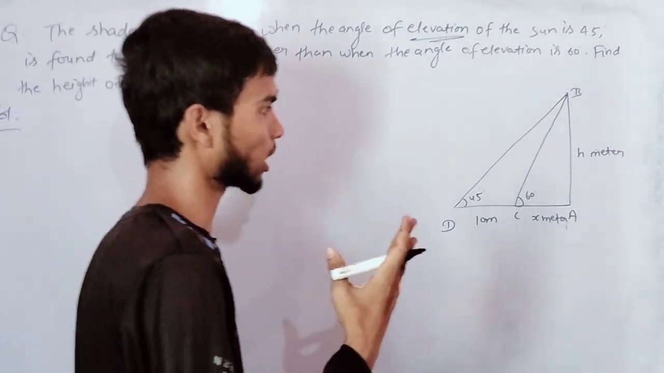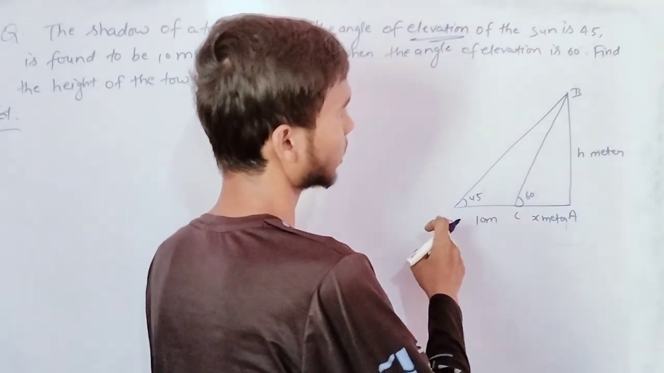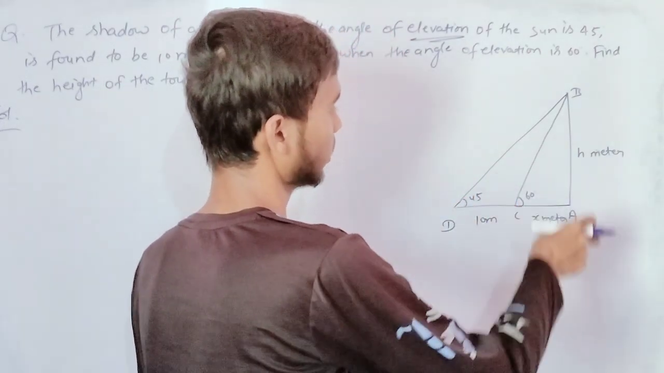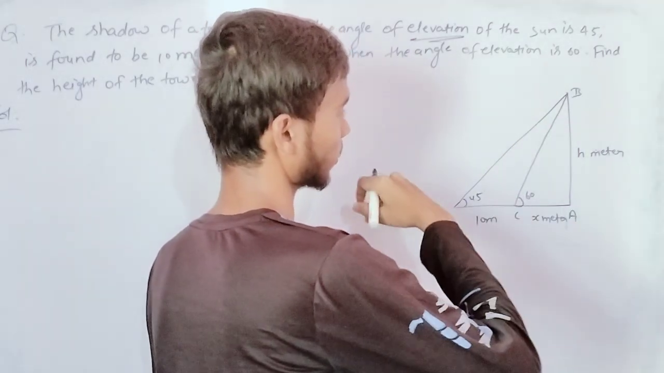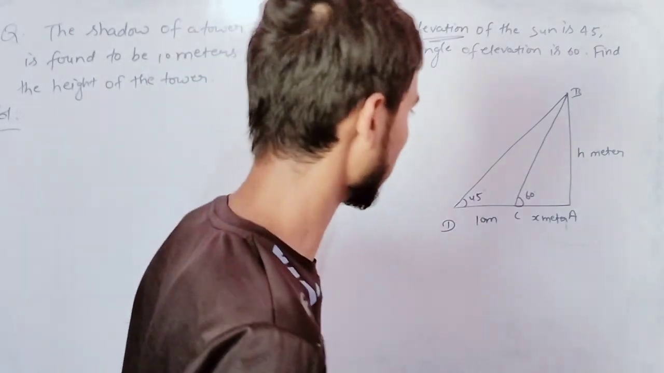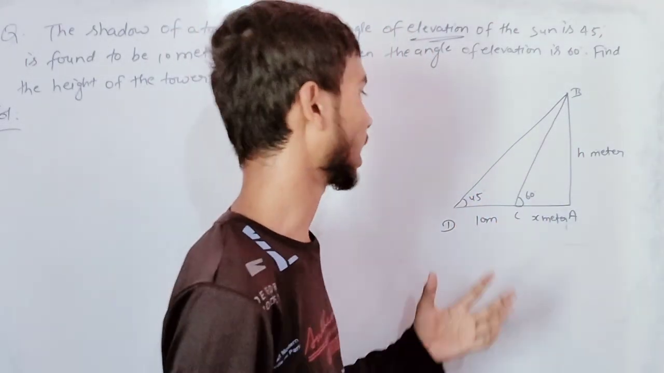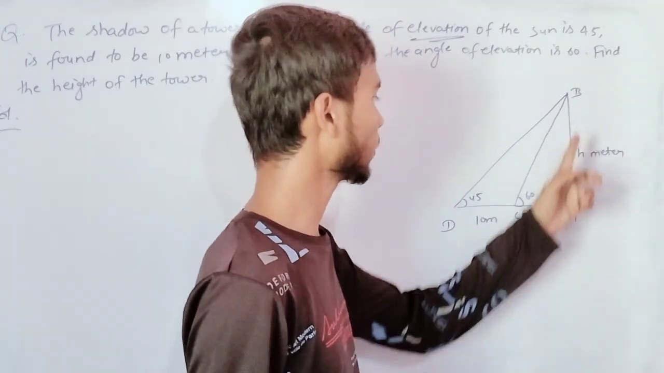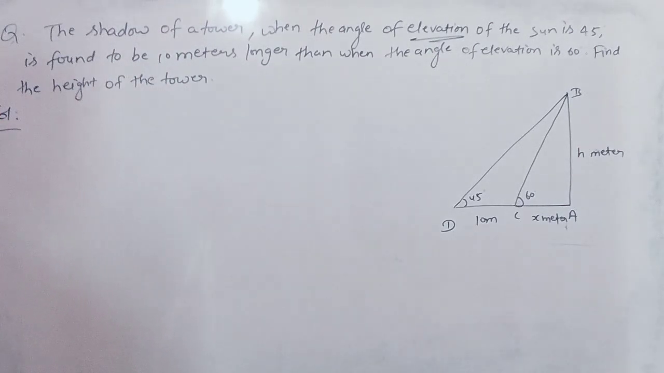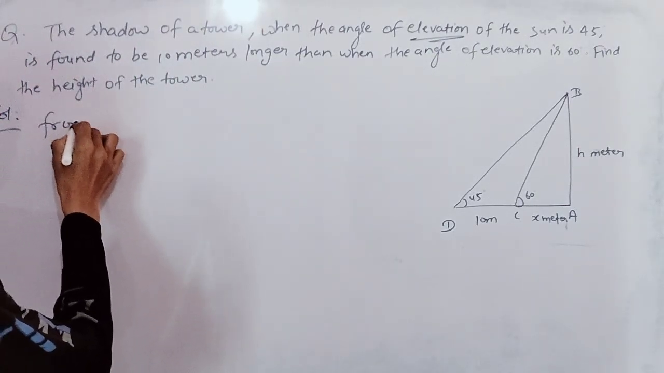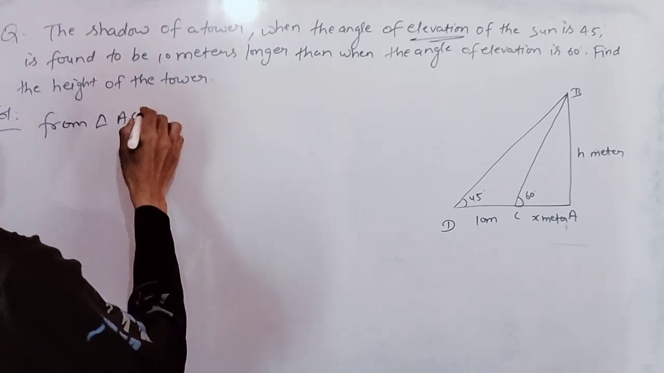Now we have two triangles. Actually three triangles we can see: ADB, ACB, DCA. But we will take two. We have two right triangles, ADB and ACB. From triangle ACB.